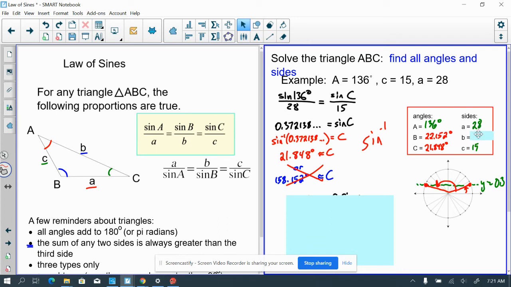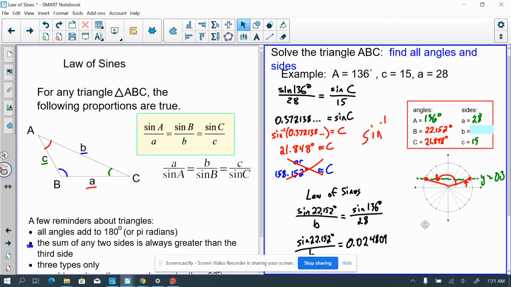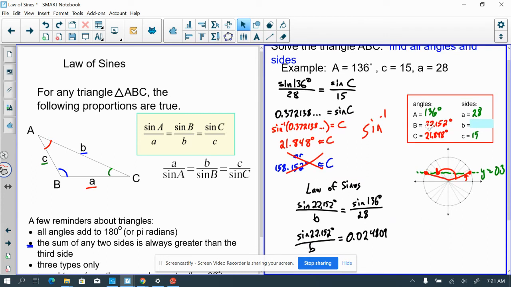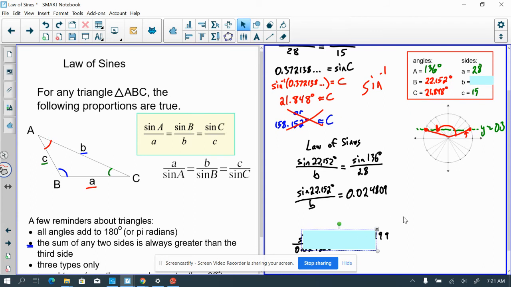And now how do I find this third side? Forget Pythagorean theorem, it's not a right triangle. You just have to do law of sines again. So I would do the sine of this angle over B, my unknown, which is this ratio, over any two relationships. So the sine of 136 over 28 is what I chose. And then you solve for B, and you discover that B is 15.199.